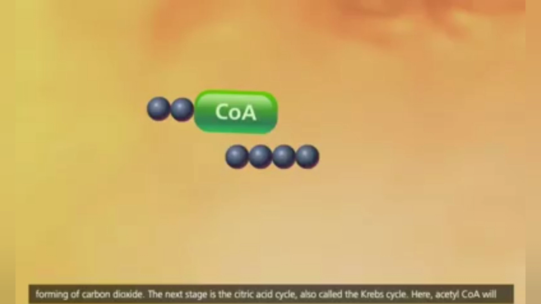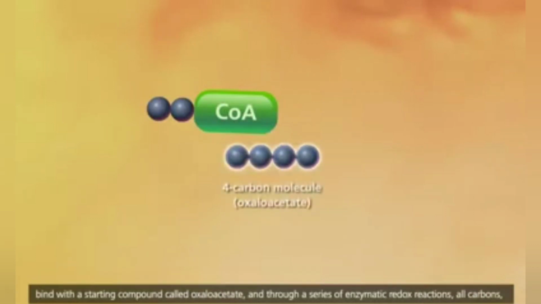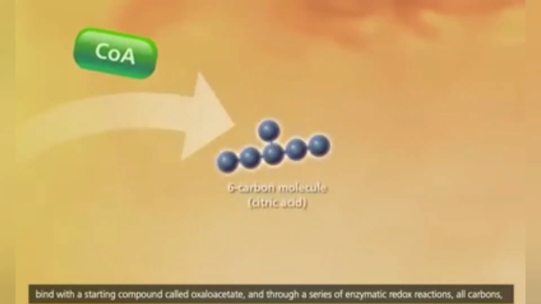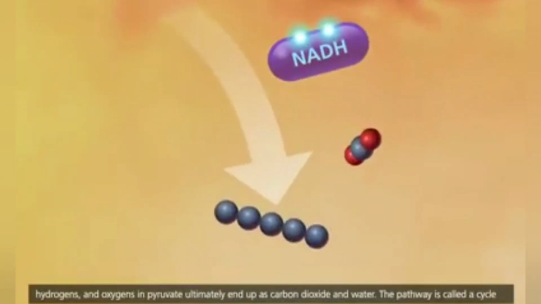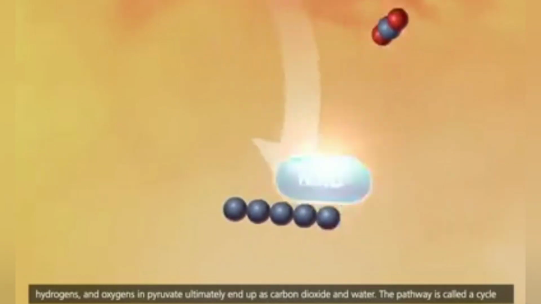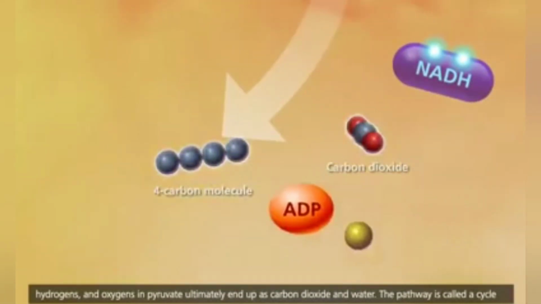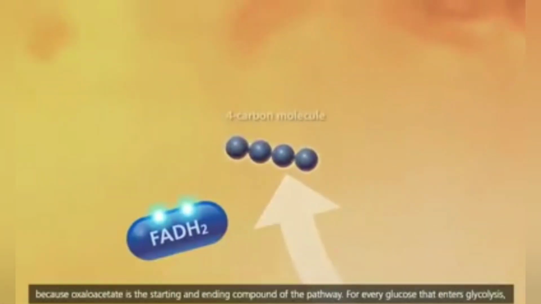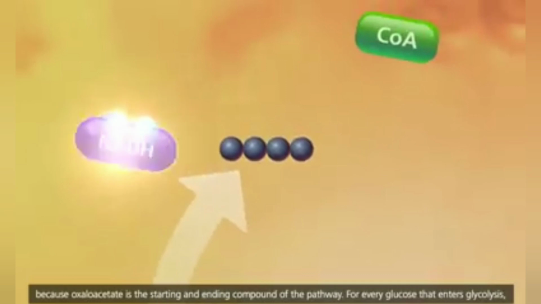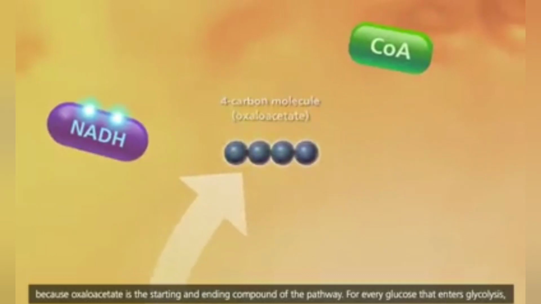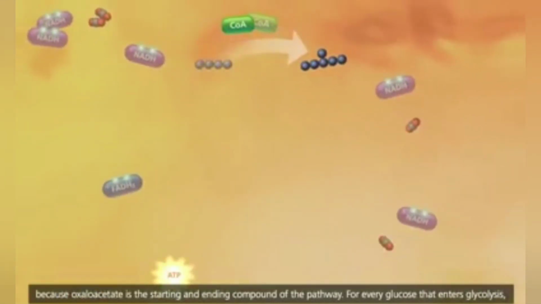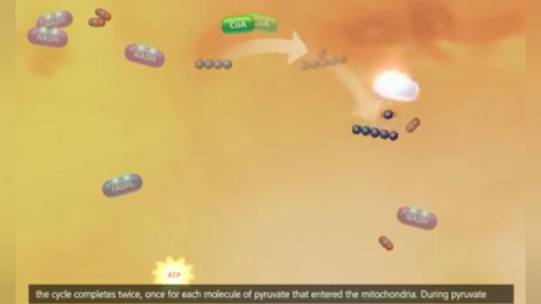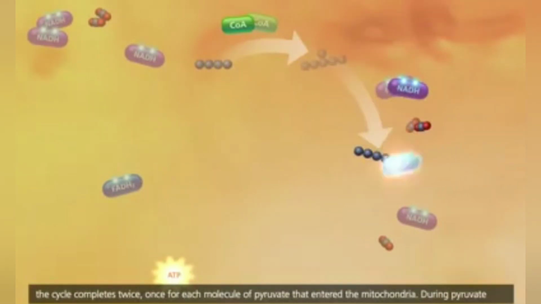Here, acetyl-CoA will bind with a starting compound called oxaloacetate, and through a series of enzymatic redox reactions, all carbons, hydrogens, and oxygens in pyruvate ultimately end up as carbon dioxide and water. The pathway is called a cycle because oxaloacetate is the starting and ending compound of the pathway. For every glucose that enters glycolysis, the cycle completes twice, once for each molecule of pyruvate that entered the mitochondria.